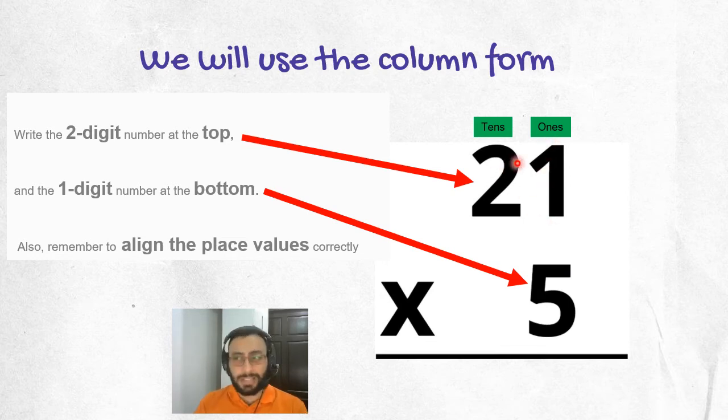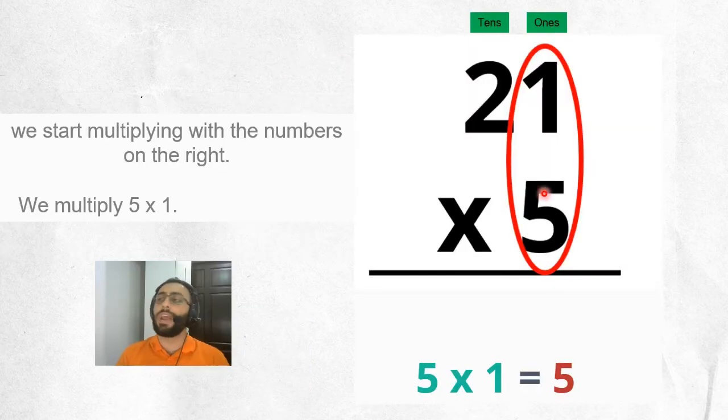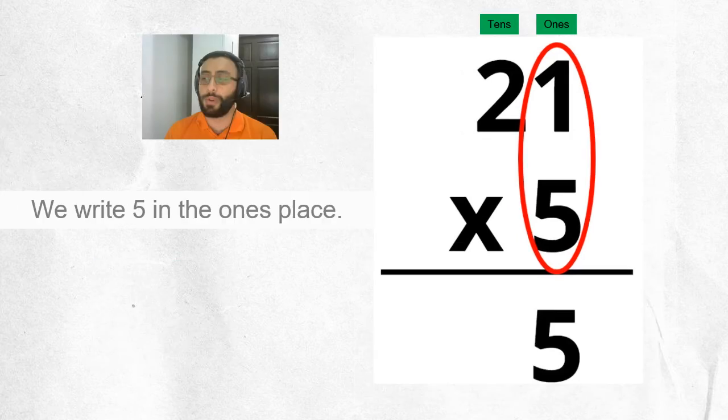So, let's see. What is 21 times 5? What do we do? First, we ask ourselves, hey, 5 times 1. What is 5 times 1? It is 5. Super easy. So we write it in the ones place. Don't write it here. Write it below the ones area.